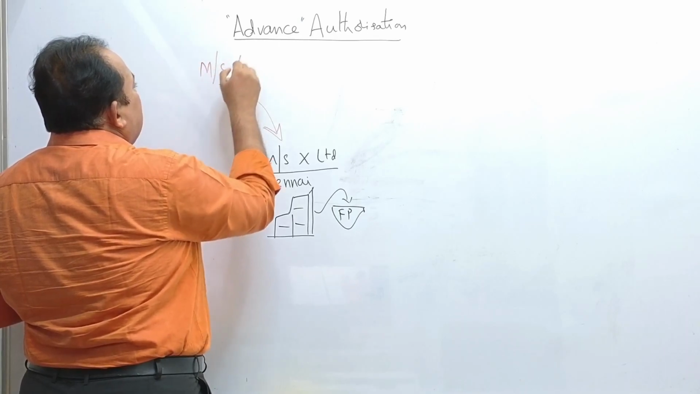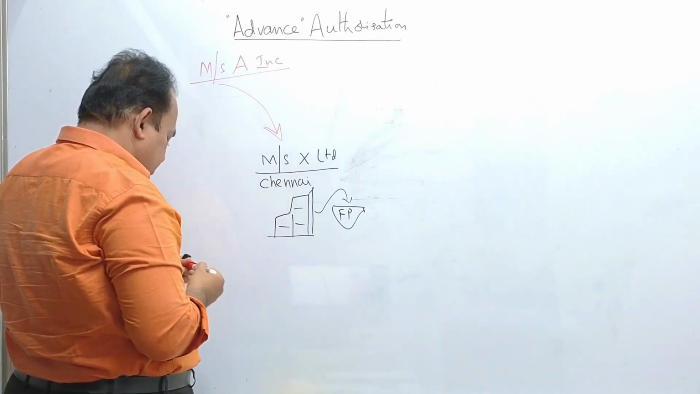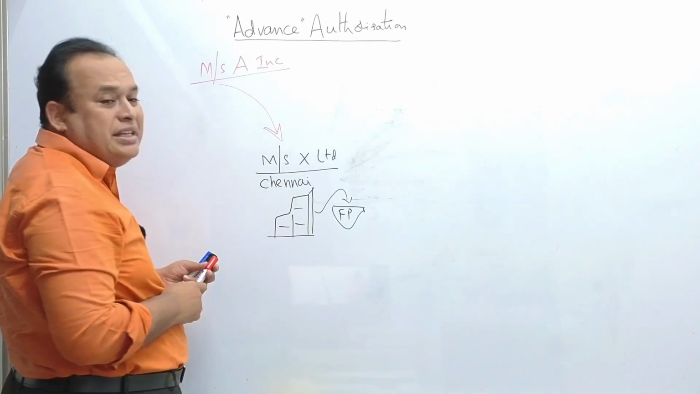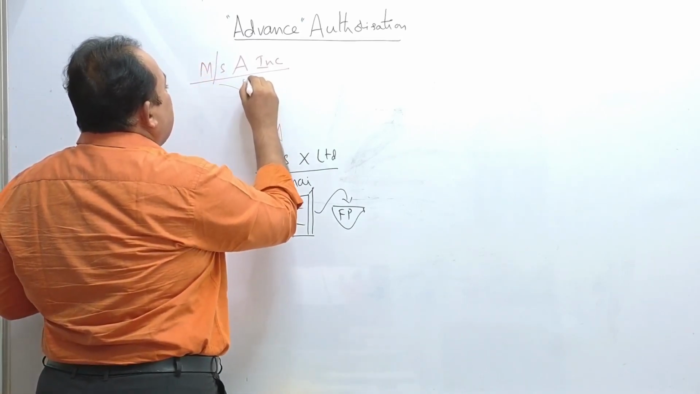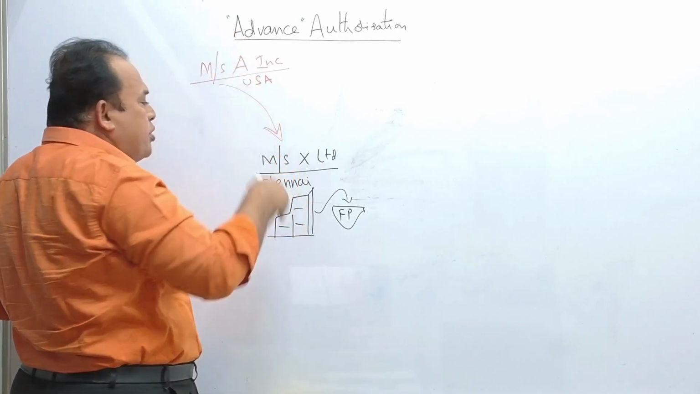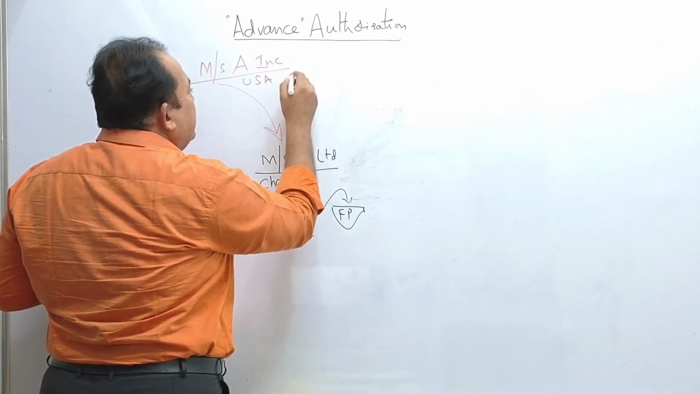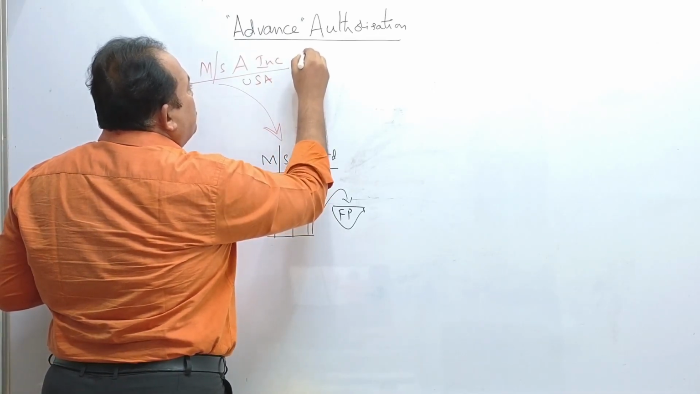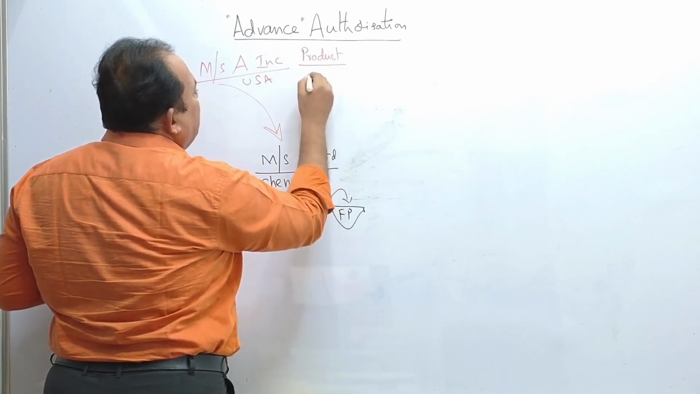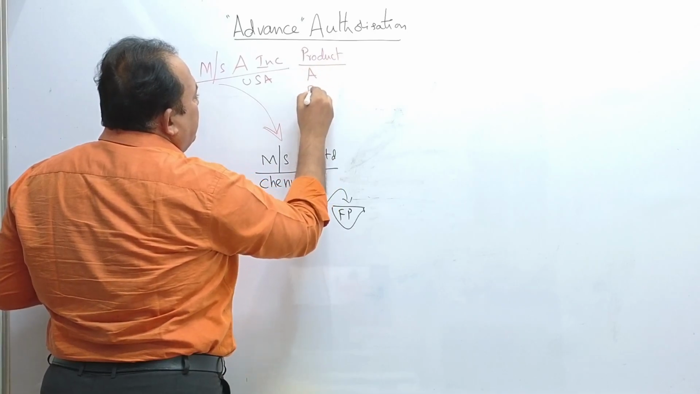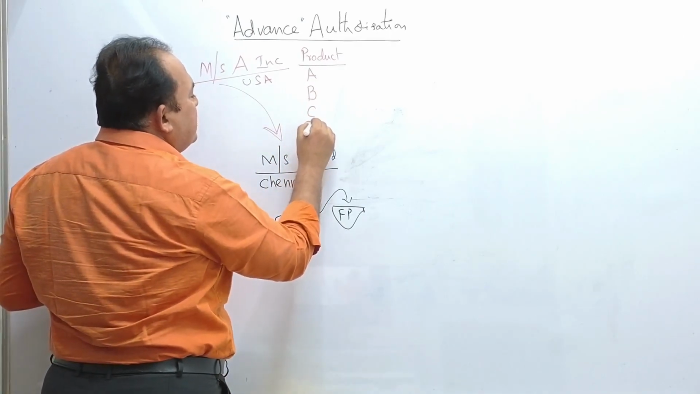A Incorporation of USA, from whom the goods are being imported by X Limited. Let us say they are importing the following products: product A, product B, product C as raw material, and product D.